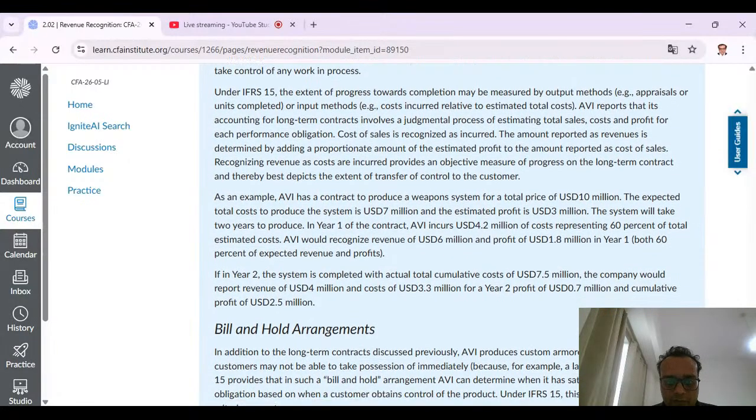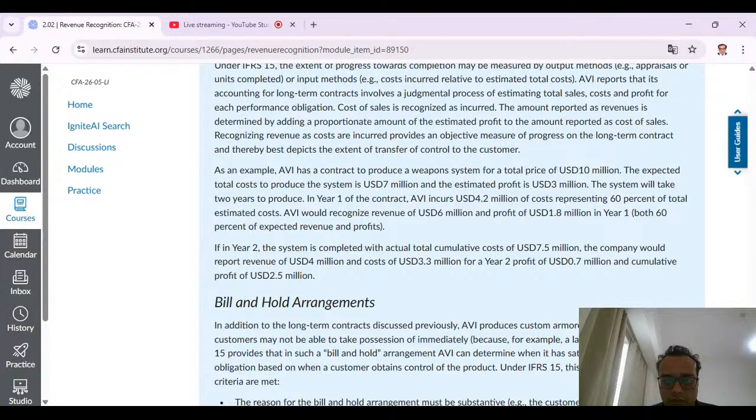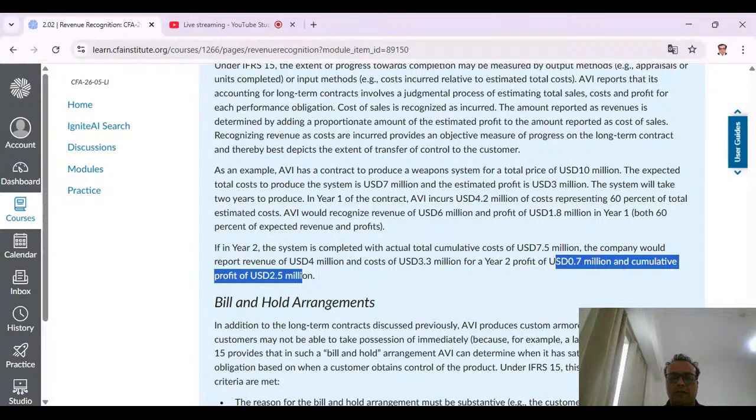If in year 2, when I complete the system, my cost has overrun and my cost is 7.5 million instead of 7 million, then I will have to recognize the revenue of 4 million because I cannot exceed my cost anyways, and the cost of 3 million and the profit of 0.7 million and the cumulative profit of 2.5 million. So my profit amount as well as my revenue amount cannot increase because of my cost overrun.